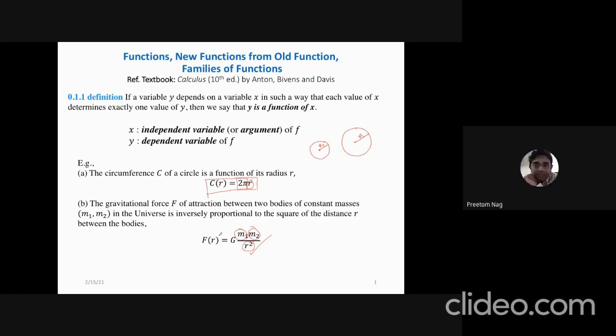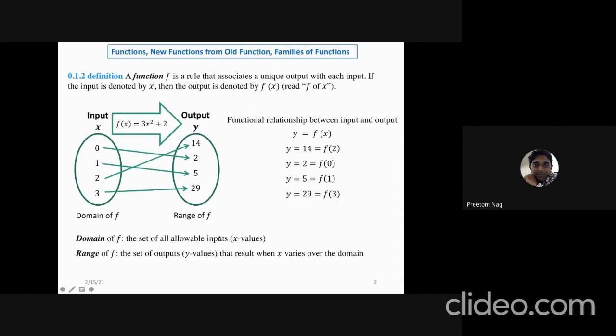Right. So then mathematically how we defined such a relationships, right? So here we introduce, or we use the concept of set. Set is what? Set is an accumulation of some numbers, okay, or collection of some numbers. So if I collect some numbers like 0, 1, 2, 3 and put it in this circle, okay, and if I collect some other numbers like 14, 2, 5, 29, okay, from the set of real numbers, then I can put them in another circle, okay.